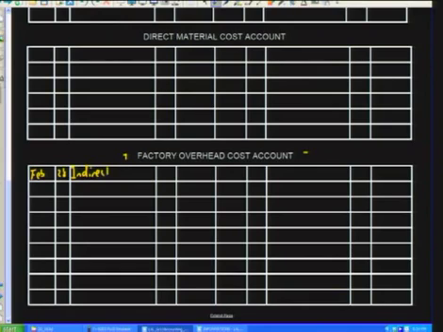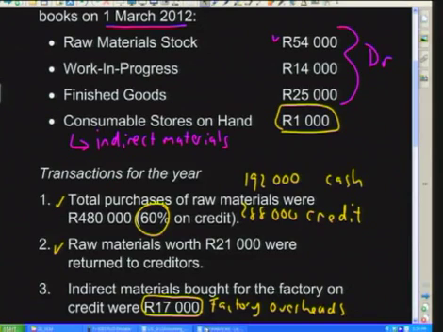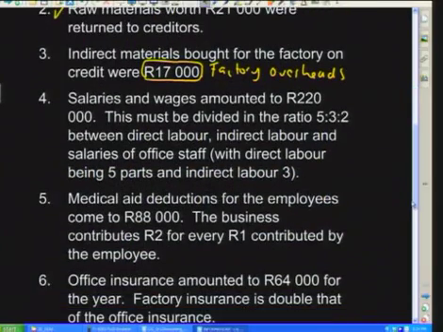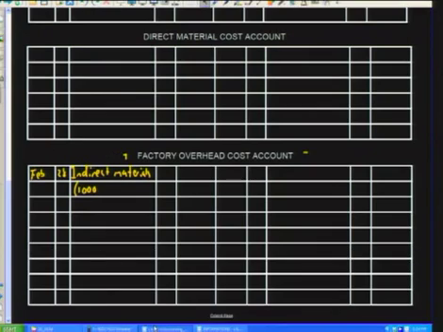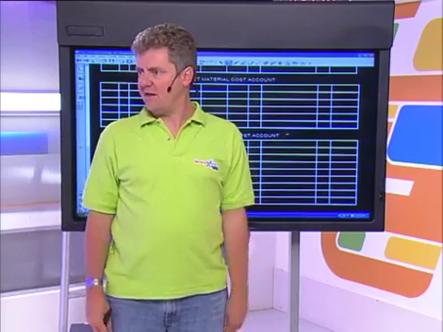But usually with your indirect materials, you have a calculation. So you should put in brackets what you started with, which was this 1,000 that we had at the beginning of the year. And then we bought an additional 17,000 during the year, which must be debited to our factory overheads account as well. So let me just add it over here, plus 17,000. We can't complete this account yet because we have to work out at the end of the year what is on hand. Got a few more transactions to do, but I think it's time for a break, Tebogo.